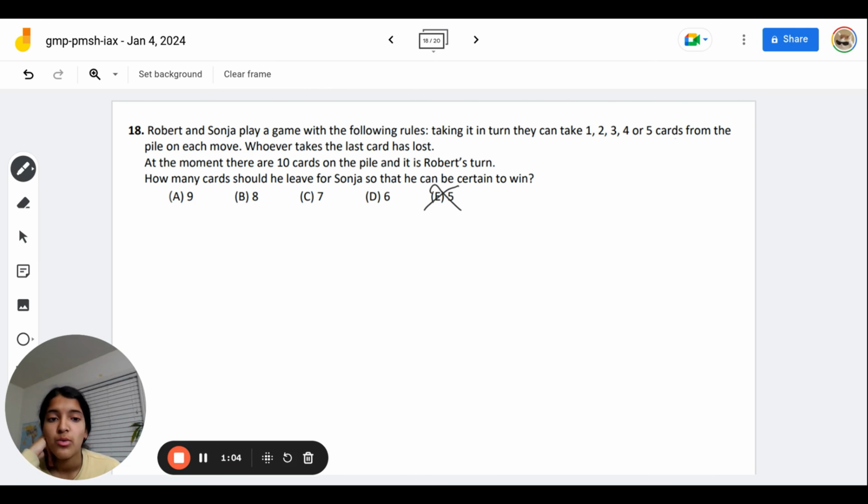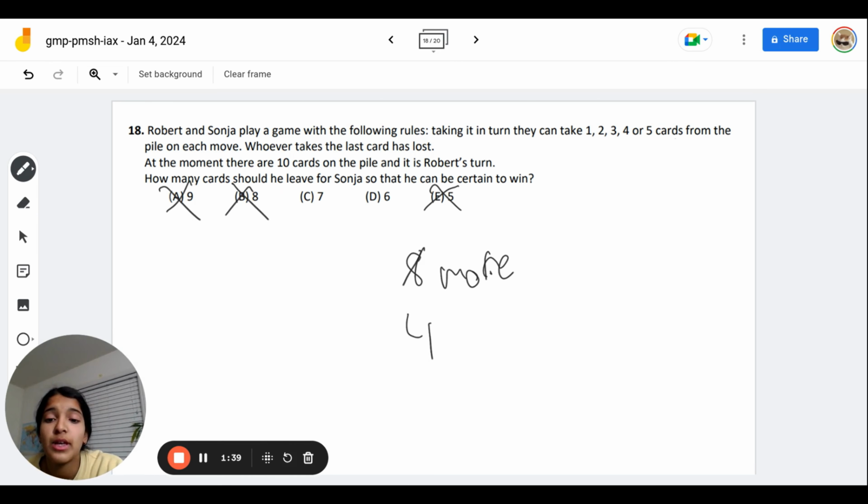So for this one, what we would do is we would look at it. So if there are 8 or more tiles left, then we could have Robert take some amount of tiles that leaves 8 or more tiles left, and then Sonja would take a little amount of tiles, maybe like 4-ish tiles, and that would force Robert to take the remaining amount of tiles so that he would lose. So it can't be either one of these.